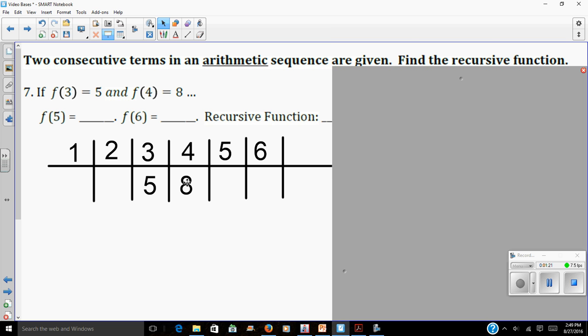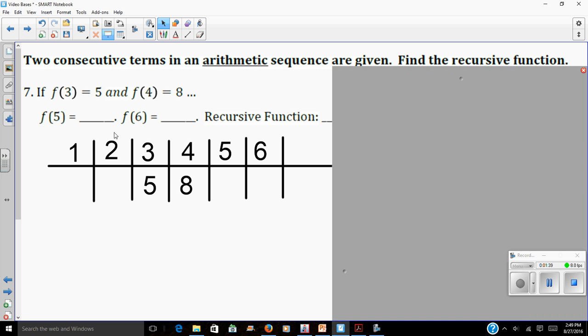Now from here, because we are told it's an arithmetic sequence, we know there is a common difference. And the common difference, of course, from 5 to 8, we had to add 3. So our common difference is 3 in this instance, and we are going to have to use that in order to continue to fill in the rest of the table.